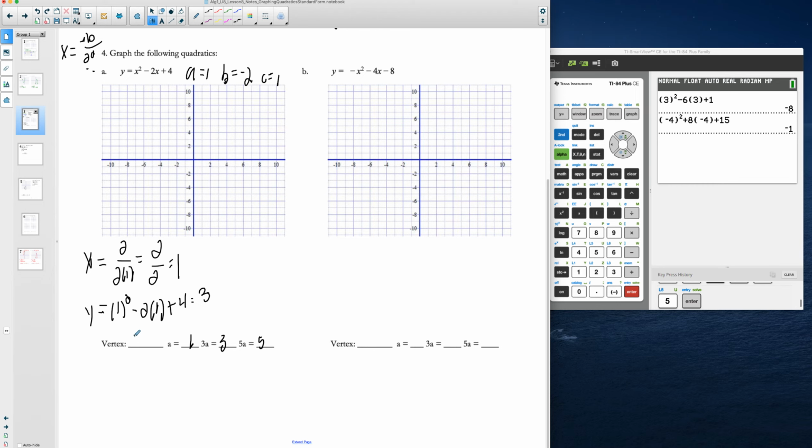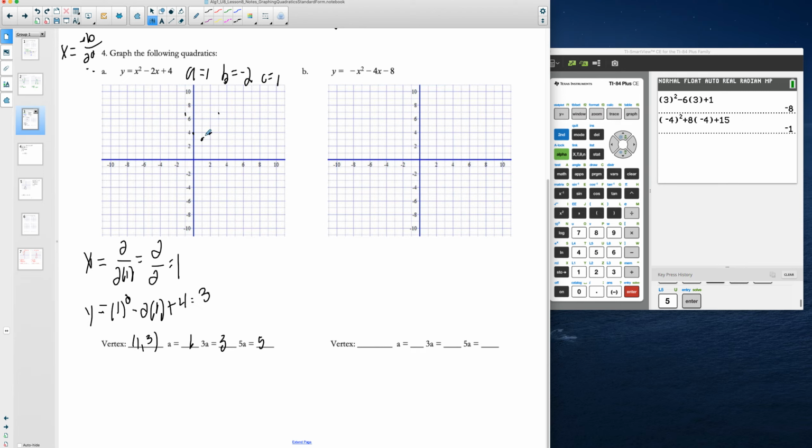So our vertex is 1, 3. Once again, right here. And now it's all the same. A is 1, so up 1 to the right 1, up 1 to the left 1. Then 3a: up 3 to the right 1, up 3 to the left 1.